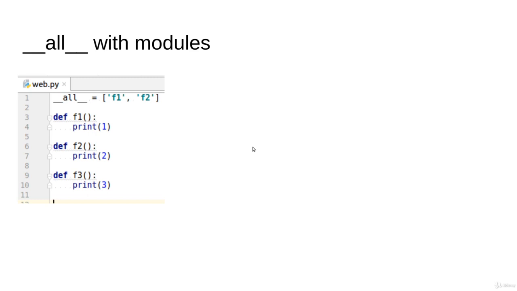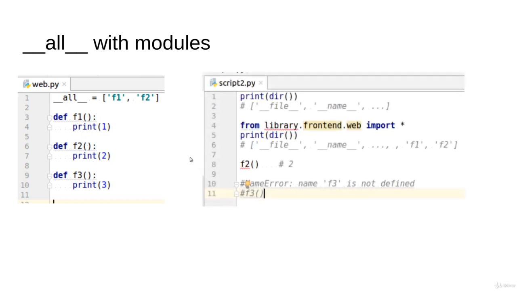I would like to go back one step to importing all with modules. Remember if we have this file web and we import it from web asterisk, then F1, F2, F3 all will be visible. But what if I would like importing asterisk to be limited to a few specific things? You can again on the module level define or assign the __all__ list with two items only. So now if you import it from this module, it will show only F1 and F2.